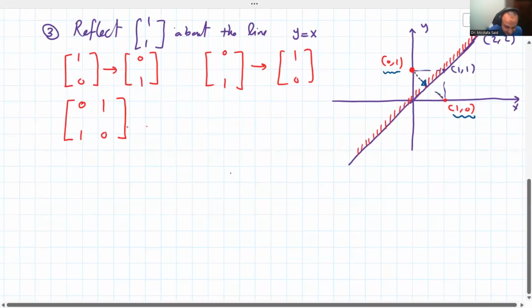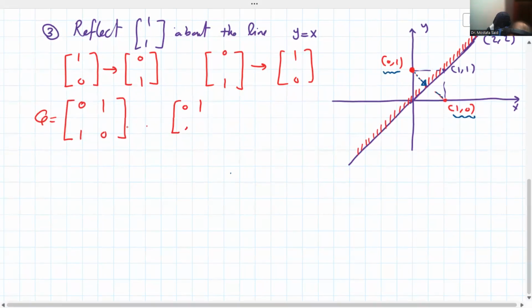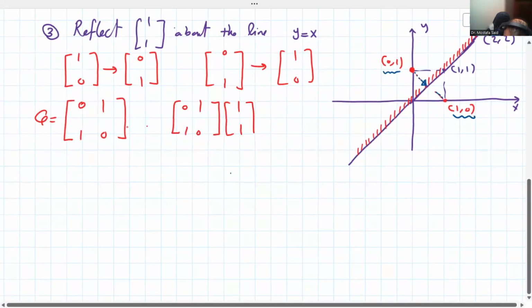So the Q matrix here is just the identity matrix, but with switched columns. Column 1 becomes 2, column 2 becomes 1. Okay, so let's apply that. So 0, 1, 1, 0. Let's apply it to 1, 1 and see what will be the new location of that point. I know that you expected that, but let's see. So 0, 1, 1, 0 times 1, 1 will be 1, 1. Oh, it's the same point.